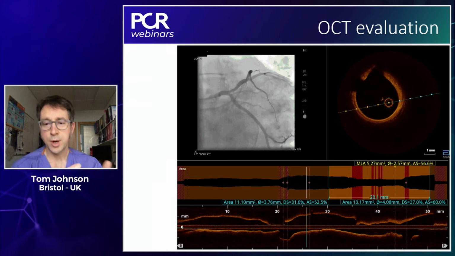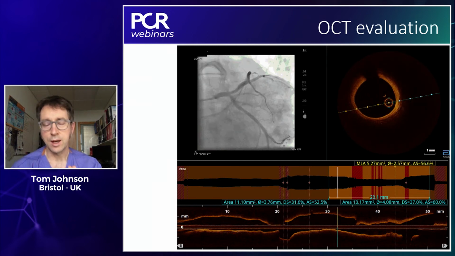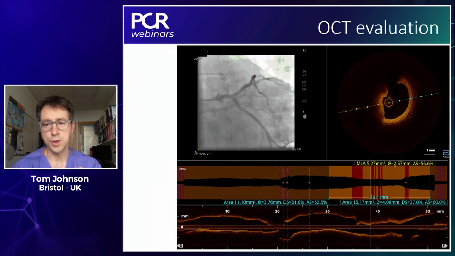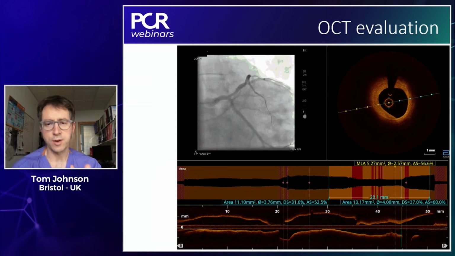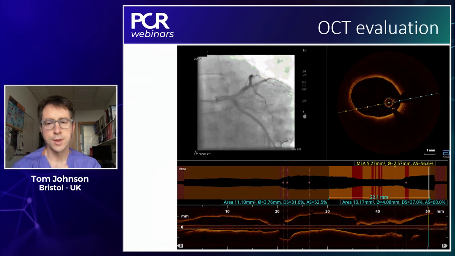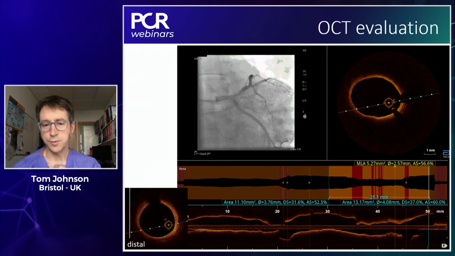But what we see by OCT is clearly a culprit lesion in the proximal LAD. We see evidence of very marked burden of thrombus. The problem there being that the thrombus attenuates the underlying tissue.